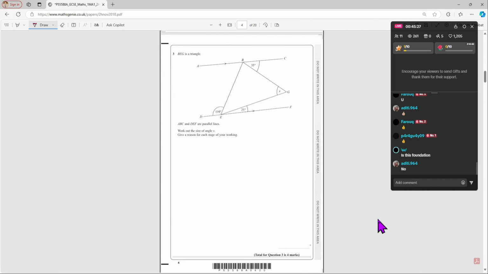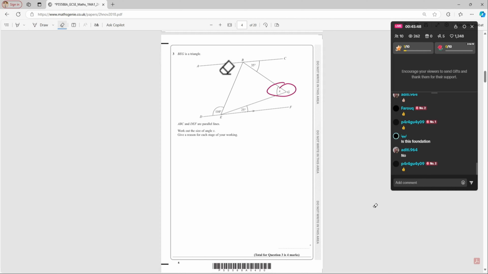So BEG is a triangle. As you can see, this is our triangle BEG. ABC and DEF are parallel lines. So these 2 are parallel lines. Work out the size of angle X. Give a reason for each stage of your working. So we are trying to find this angle right here.